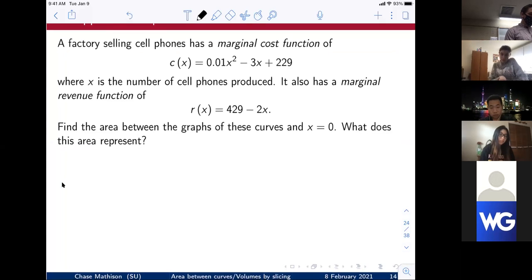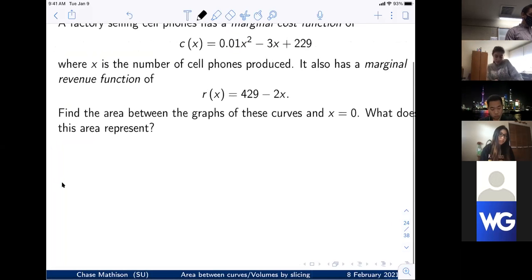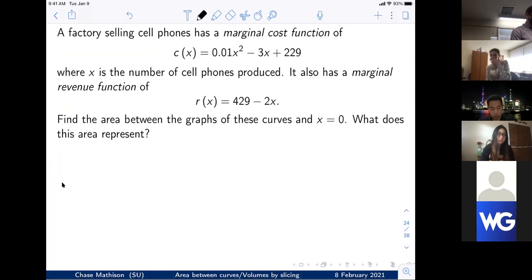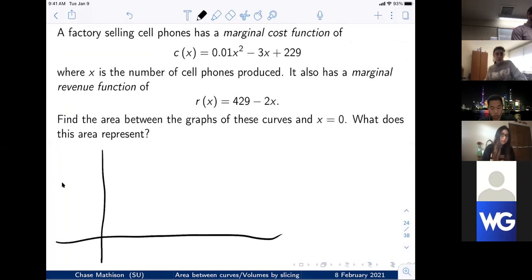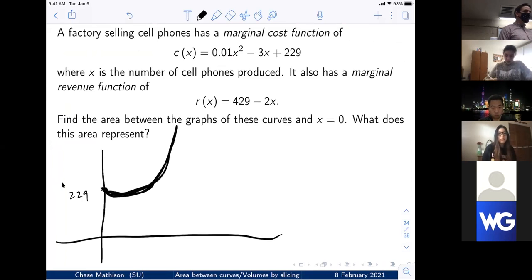Okay, so marginal cost, plus 229. So here's plus 229. It looks something like this. The parabola. There we go. It does something like that. This is a very rough sketch.